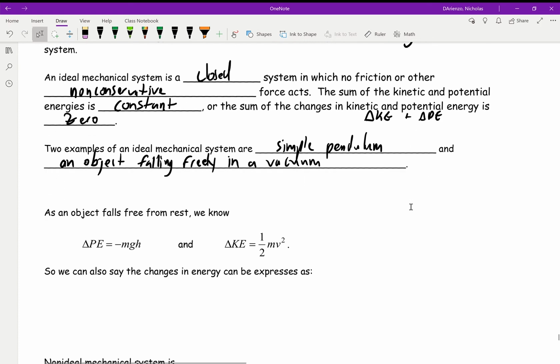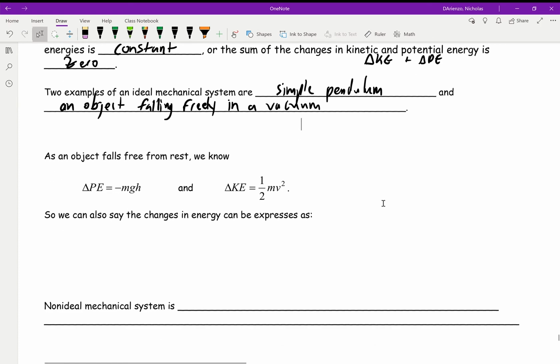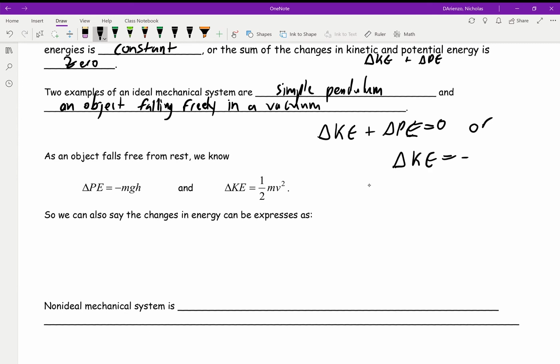Now these energies can be expressed by the law of conservation of energy, which says the change in kinetic energy plus the change in potential energy is equal to zero, or the change in kinetic energy is equal to a negative change in potential energy, whereas both of these added together would equal zero.